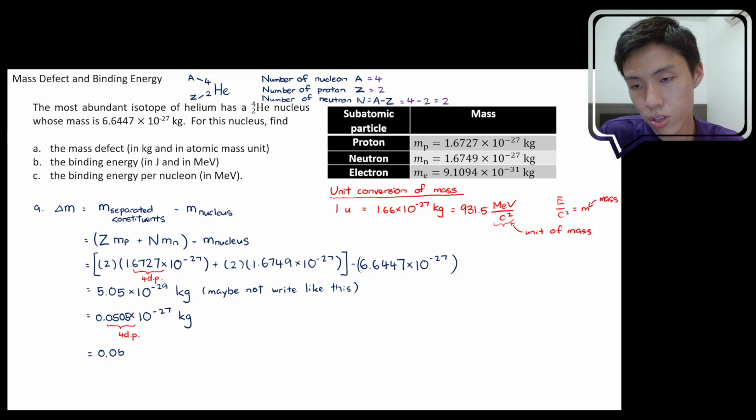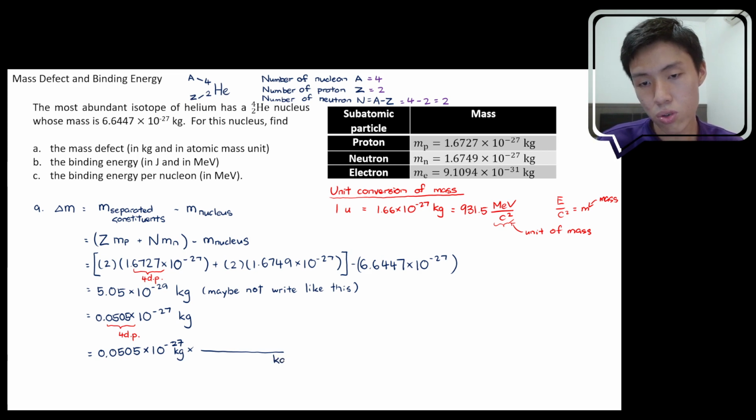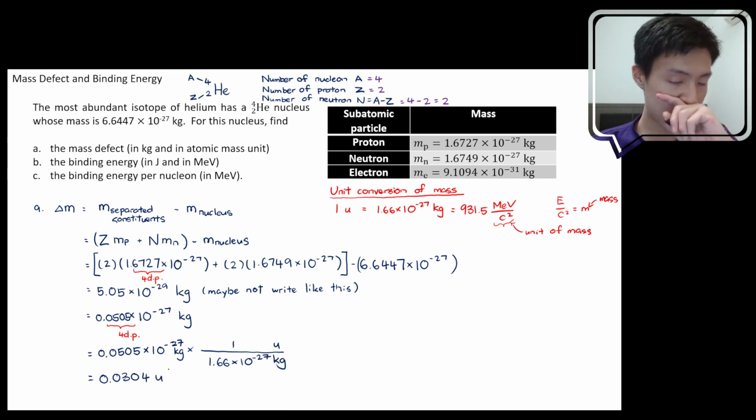Okay, 0.0505 times 10 to the power negative 27. To change it to atomic mass unit, what I'm going to do is eliminate kg from the working, and introduce the atomic mass unit instead. So we know that 1U is equal to 1.66 times 10 to the power negative 27. So if I proceed to key into my calculator, I will get an answer of 0.0304U. Okay, so this is in atomic mass unit.